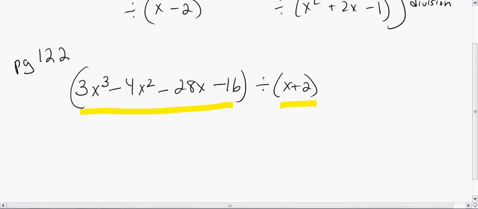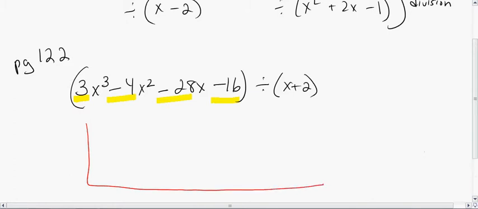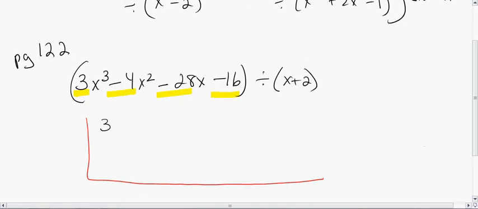And we're going to do something similar using synthetic division, but in synthetic division, we are only going to use the coefficients. So just the 3, the negative 4, the negative 28, and the negative 16. And we're going to put those coefficients inside the box, but this box is going to be an upside down box. So it looks a little weird, I know right now, but I promise you it's not that bad. So here's 3, negative 4, negative 28, and negative 16.